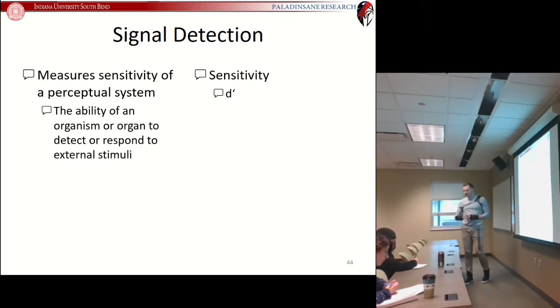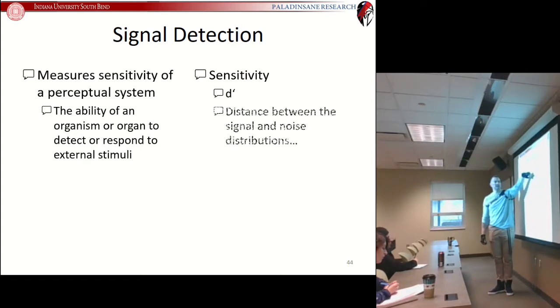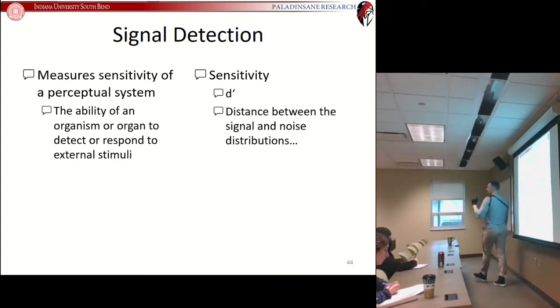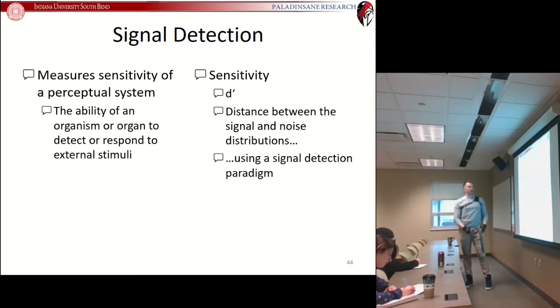Sensitivity in signal detection is measured by what is called d prime. We'll mention exactly what that is in just a second, but it is the distance between the signal distribution and the noise distribution. And just about everything about signal detection is built on that signal distribution and that noise distribution. We will explain what those are when we take a look at the general paradigm.